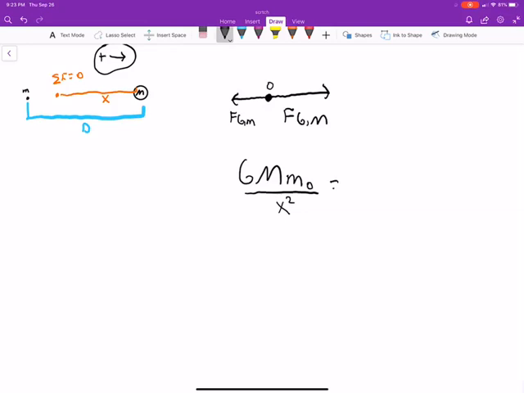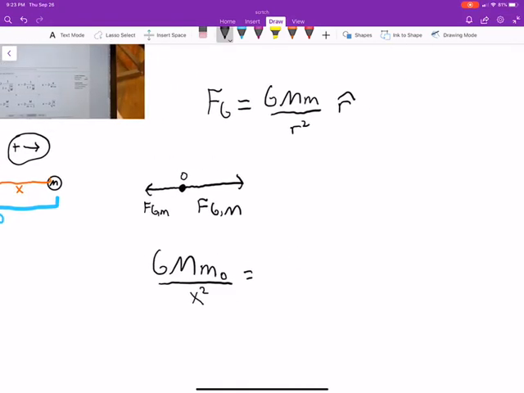And that should be equal to, because if we were to write this out, the sum of all forces is going to be equal to 0, which is equal to the force of gravity from the planet minus the force of gravity from the moon. So the force of gravity from the planet should equal the force of gravity from the moon. So this is the side that I just wrote.